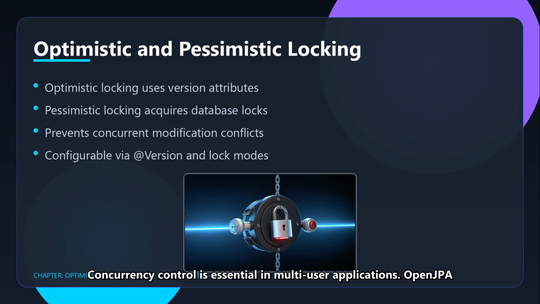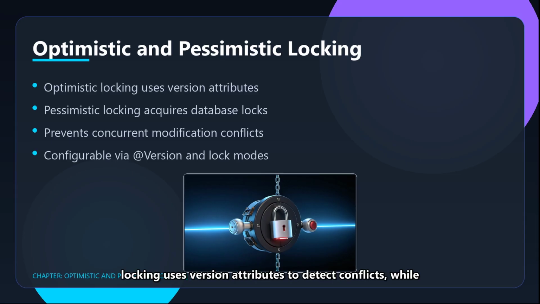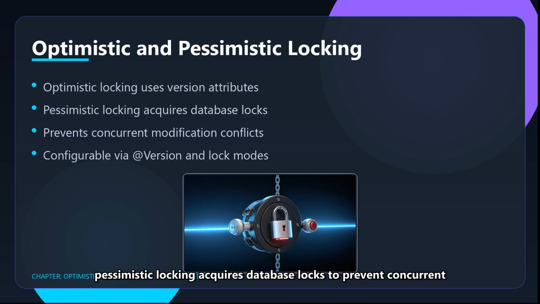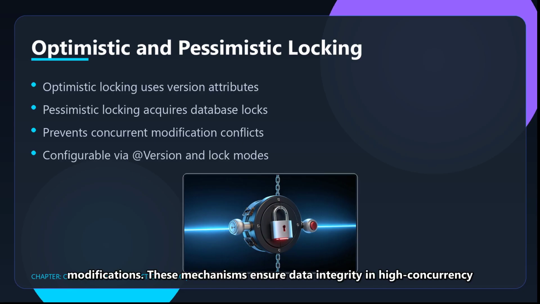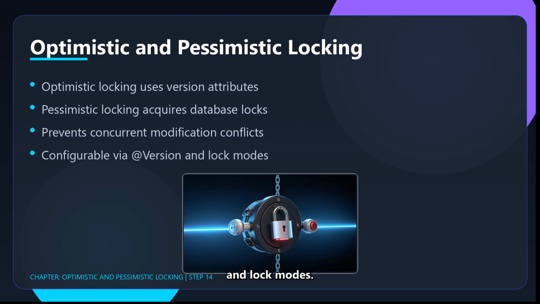Concurrency control is essential in multi-user applications. OpenJPA supports both optimistic and pessimistic locking strategies. Optimistic locking uses version attributes to detect conflicts, while pessimistic locking acquires database locks to prevent concurrent modifications. These mechanisms ensure data integrity in high concurrency environments and can be configured using version annotations and lock modes.